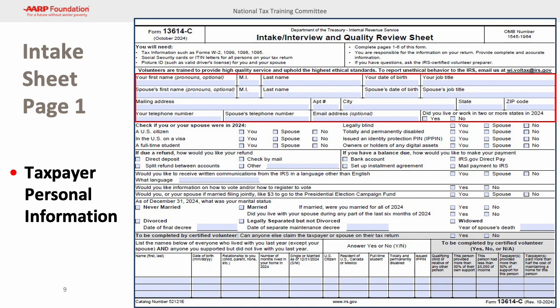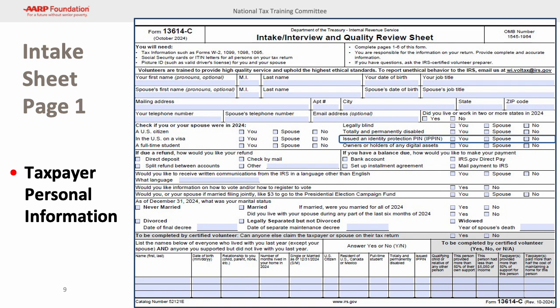Again, on the first page of the intake booklet is a section for personal information, including address and phone number. This year, an optional field has been added for pronouns. Verify citizenship status. Check if the taxpayer has been issued an identity PIN. If they indicate they've been issued an identity PIN, ensure it was issued for the calendar year in which they're filing, not the tax year.